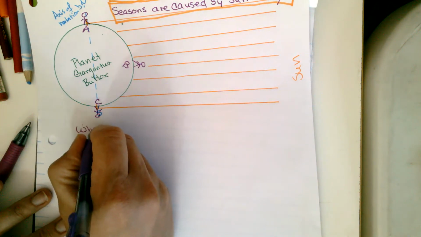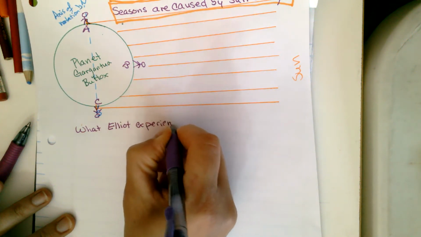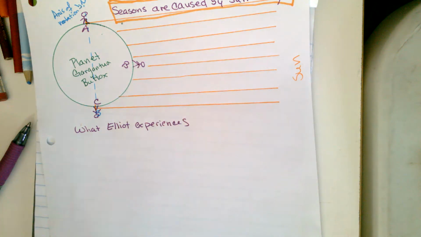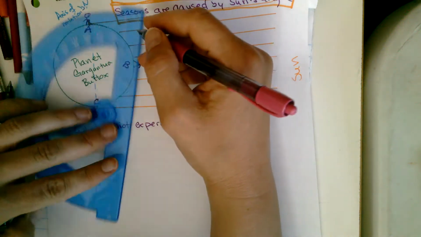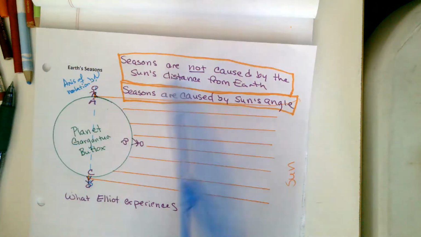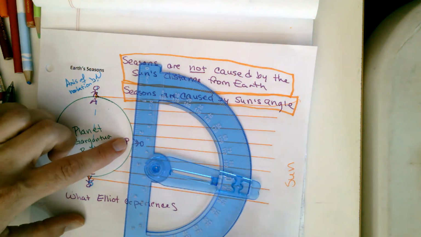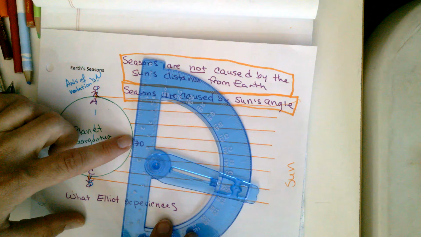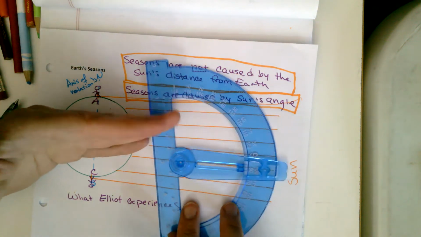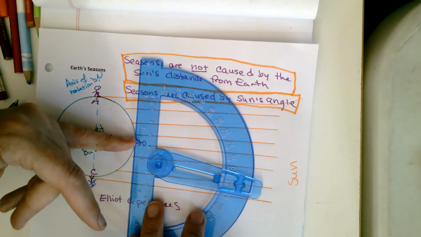So, this is what Elliott experiences. First, we're going to have to talk about a type of line in geometry. That line is called the tangent. And the tangent, if you imagine a sphere or a circle, if you lay a straight edge right up against it, that is going to be our tangent. If you draw a radius, it will be perpendicular, or form a right angle, with our tangent.